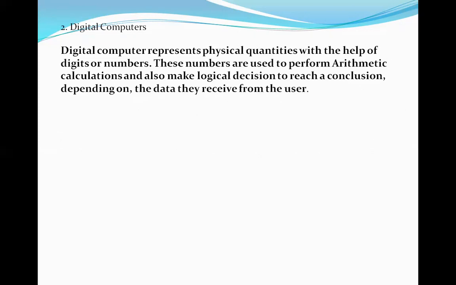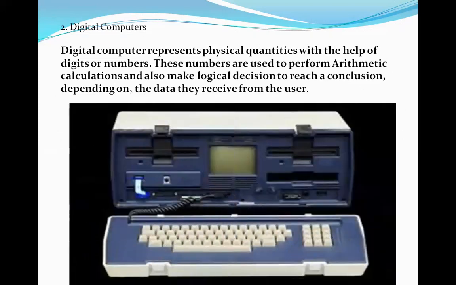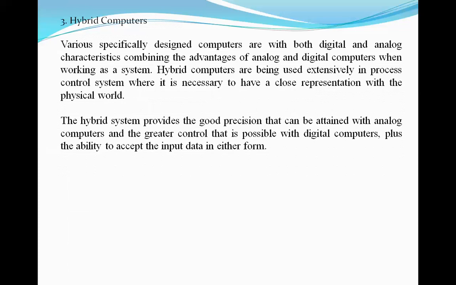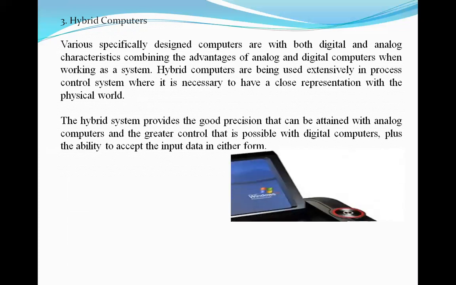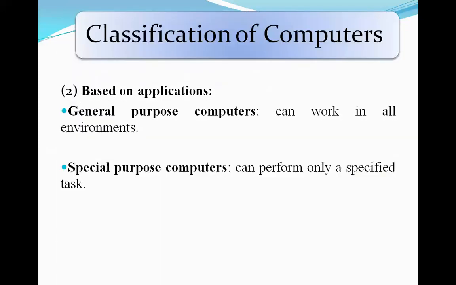This is digital computer. It represents physical quantities with the help of digits or numbers. Diagram of digital computer. This is hybrid computer. Various specifically designed computers are with both digital and analog characteristics, combining the advantages of analog and digital computers when working as a system. This is the diagram of hybrid computer.